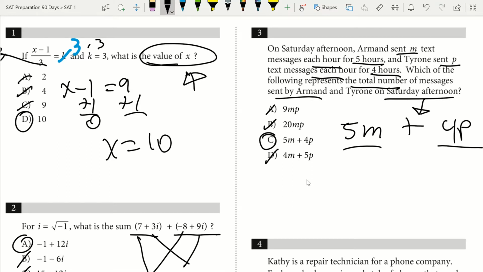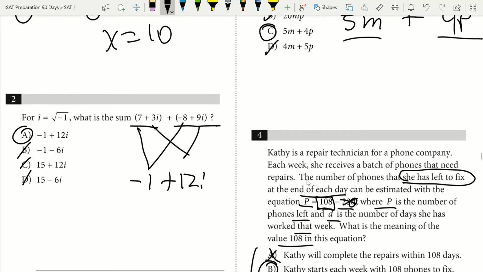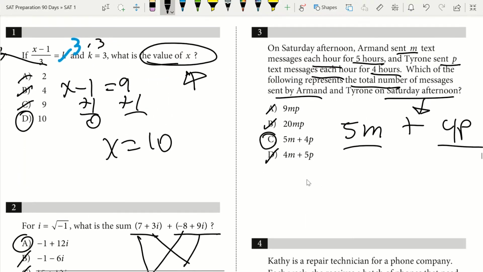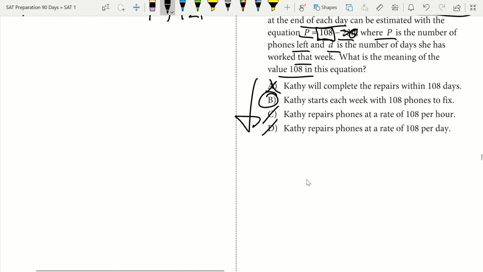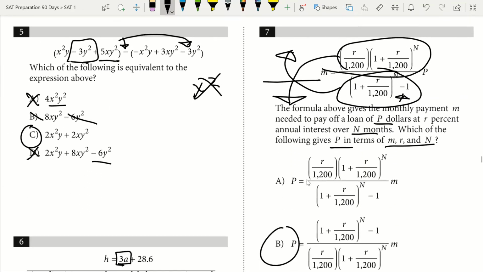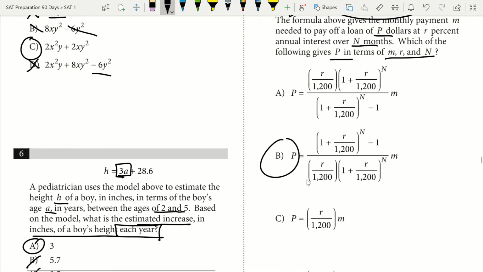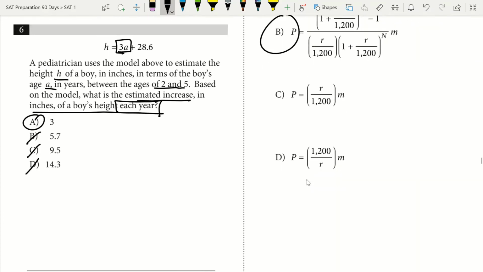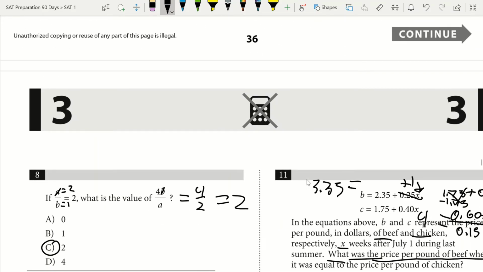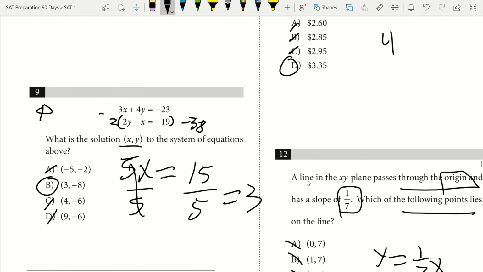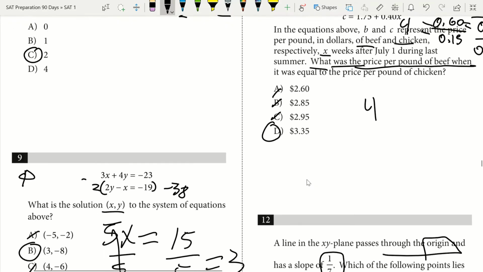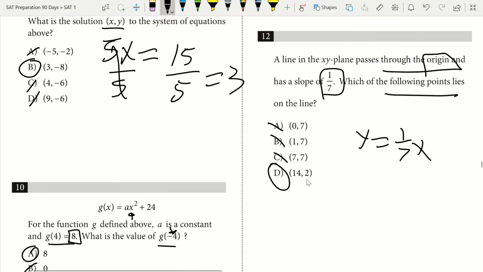So I'd say 1, D, make sure it matches. 2, A. 3, C. 4, B. 5, C. 6, A. 7, B. 8, C. 9, B. 10, A.